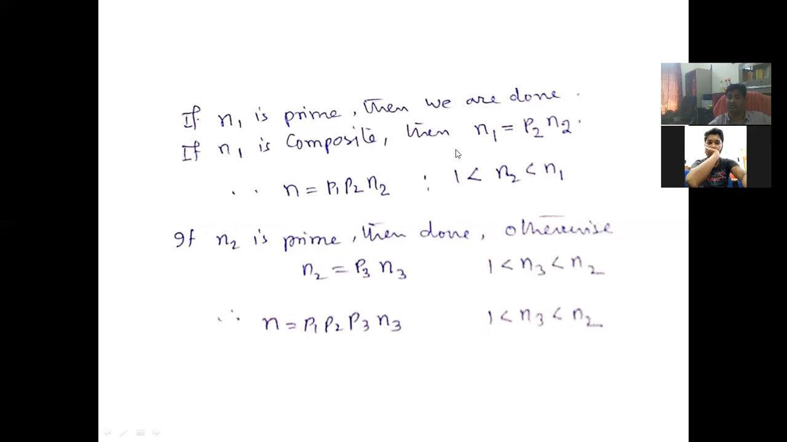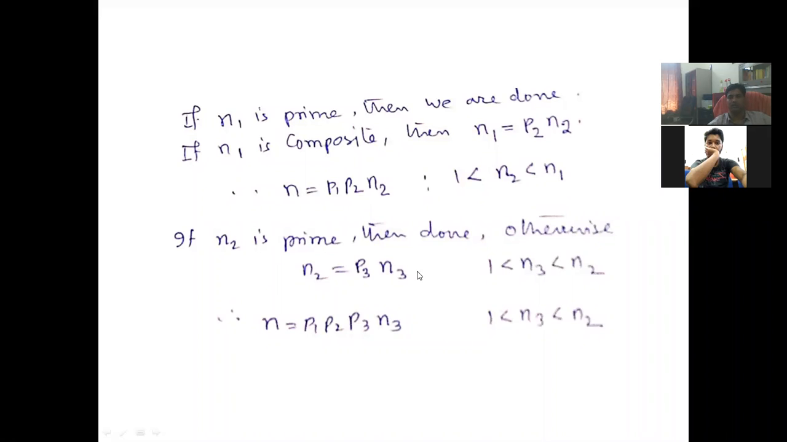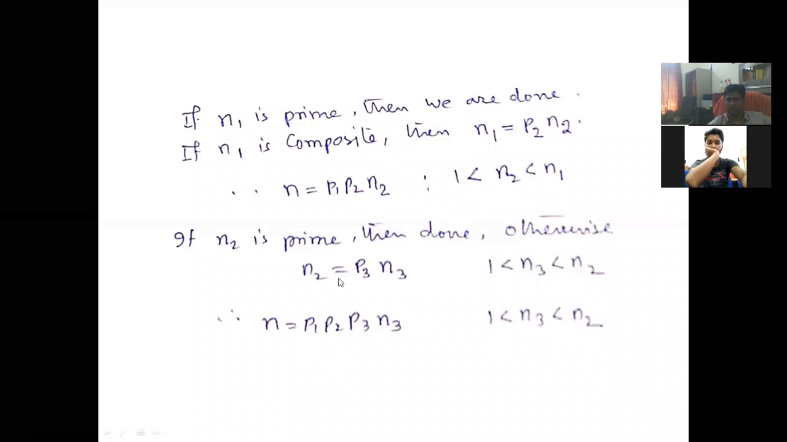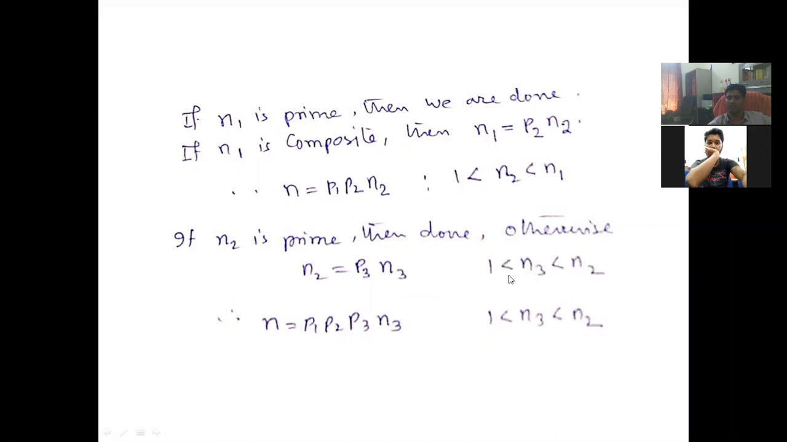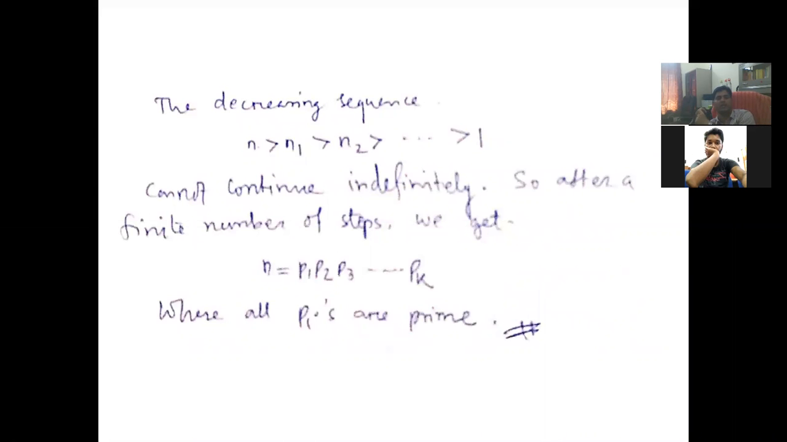If n1 is composite, then n1 equals some p2 into n2, and therefore n becomes p1 into p2 into n2, with 1 less than or equal to n2 less than n1. If n2 is prime, then we are done, because all three factors are primes. Otherwise n2 is composite, meaning n2 equals some p3 into n3, and similarly n equals p1 p2 p3 into n3. So we get a decreasing sequence, n greater than n1, n1 greater than n2, like this. Well, it cannot continue indefinitely.